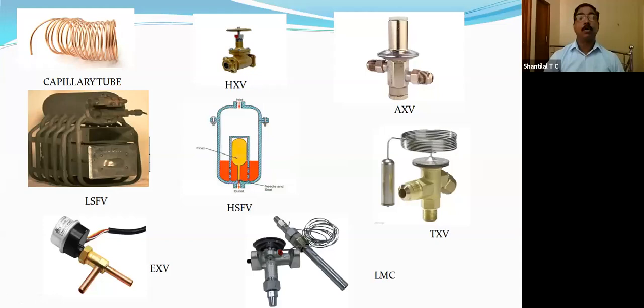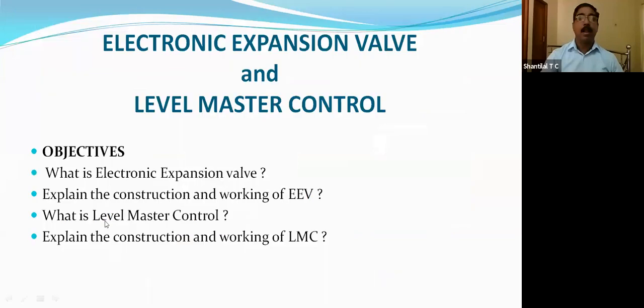Now we can go for the new two items: one is electronic expansion valve and the other is level master control. First, what is electronic expansion valve? Explain the construction and the working of electronic expansion valve. That we will go through first. Later, what is level master control, and explain its construction and working.